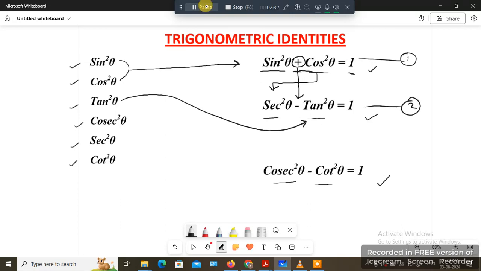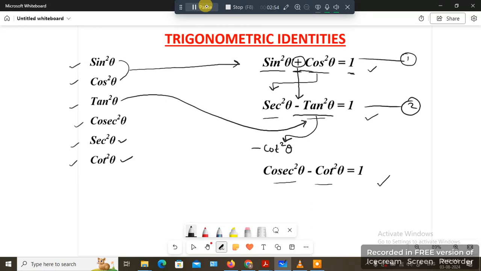To get the third identity, what to do? We have to start where we left the second identity. We left the second identity at minus tan square, so we'll start from that only. So how will we write? We will write minus as it is. Instead of tan square we can write cot square. Cot square theta. Okay, this is also finished.